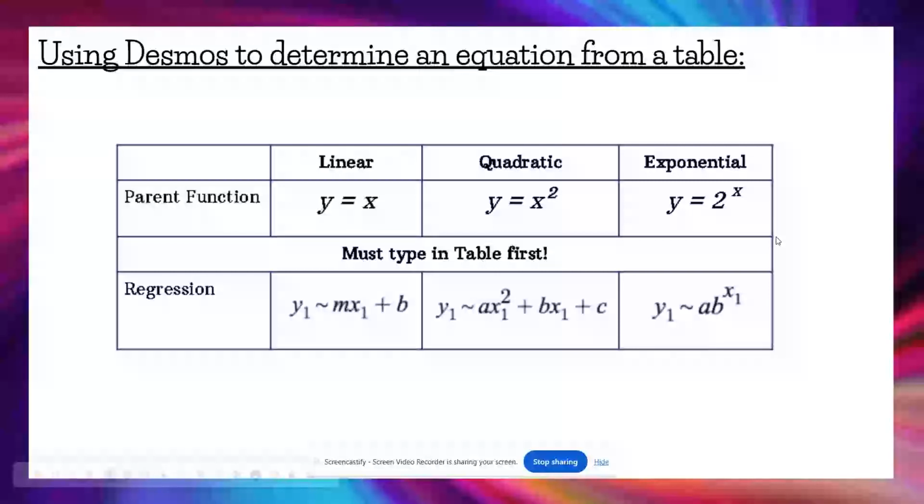All right, today we're going to use Desmos to run a regression. We've already learned linear, which is y1 ~ mx1 + b. We've done quadratics, y1 ~ ax1² + bx1 + c. And now we're going to be doing exponential, y1 ~ ab^x1.